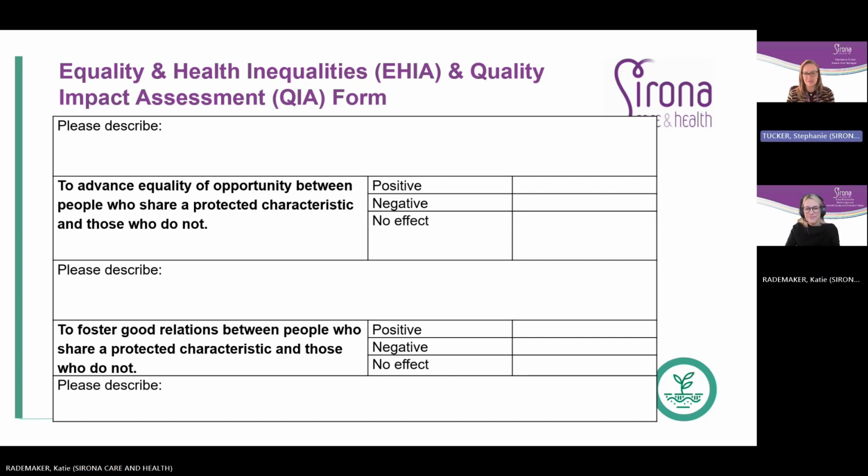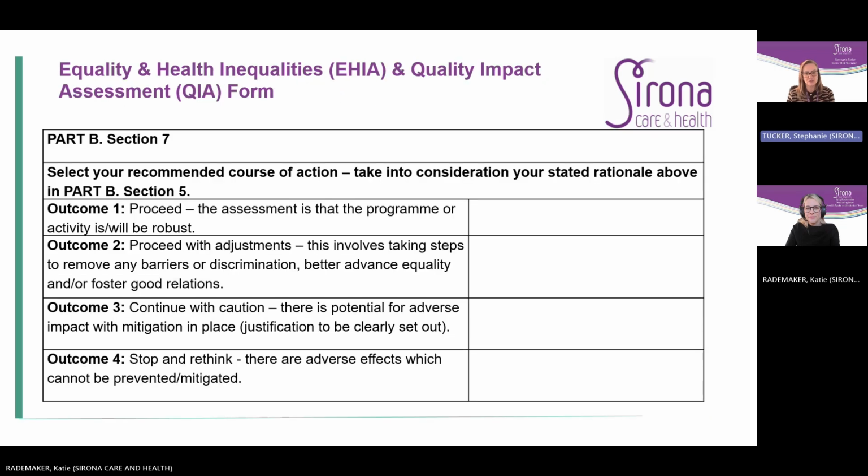Thank you. That is Part B, Section 6. We now move to Part B, Section 7. This is where you select your recommended course of action. Take into account what you wrote in the summary section in Part B, Section 5. You can see there are 4 outcomes.